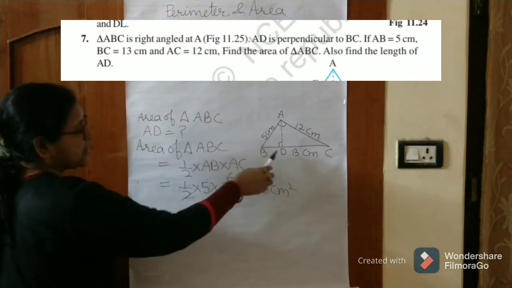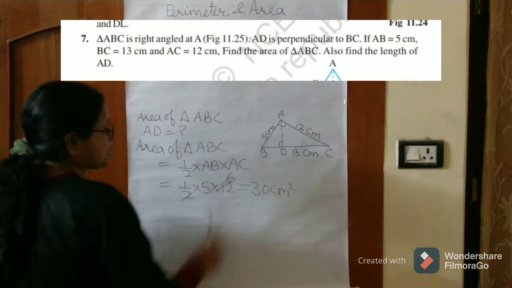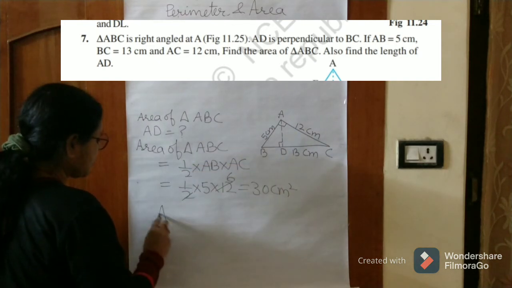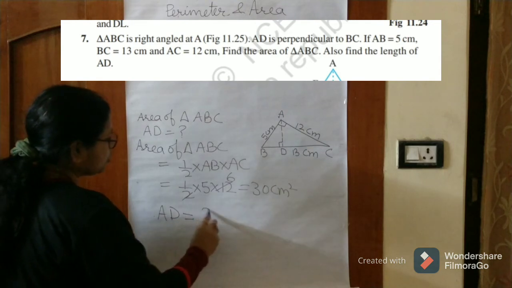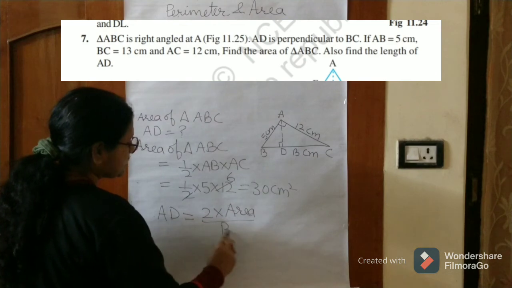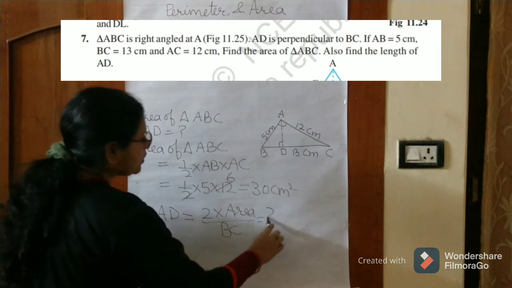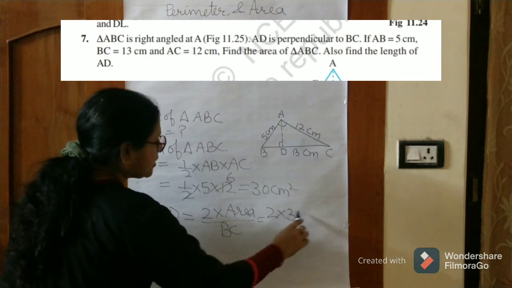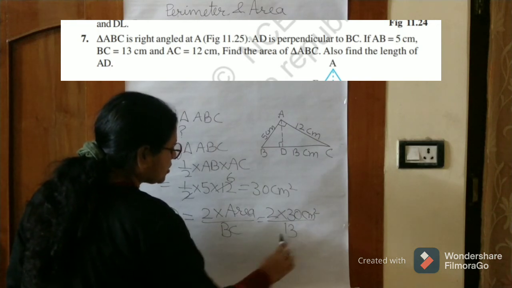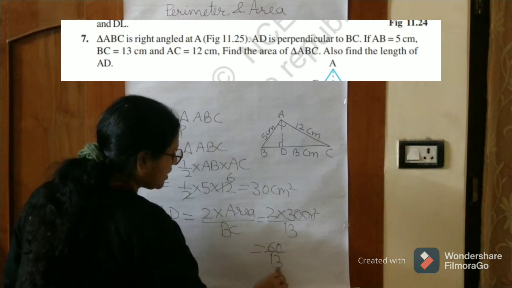अब हमको AD find out करनी है. AD find out करने के लिए BC को as a base use करना होगा. तो AD will be the height. So finding out the AD, the formula will be 2 into area upon BC. BC base है तो formula होता है 2 into area upon BC. तो 2 into area already find out कर चुके हैं 30 centimeter square and BC base is 13. तो AD की height हो जाएगी 60 upon 13 centimeter.